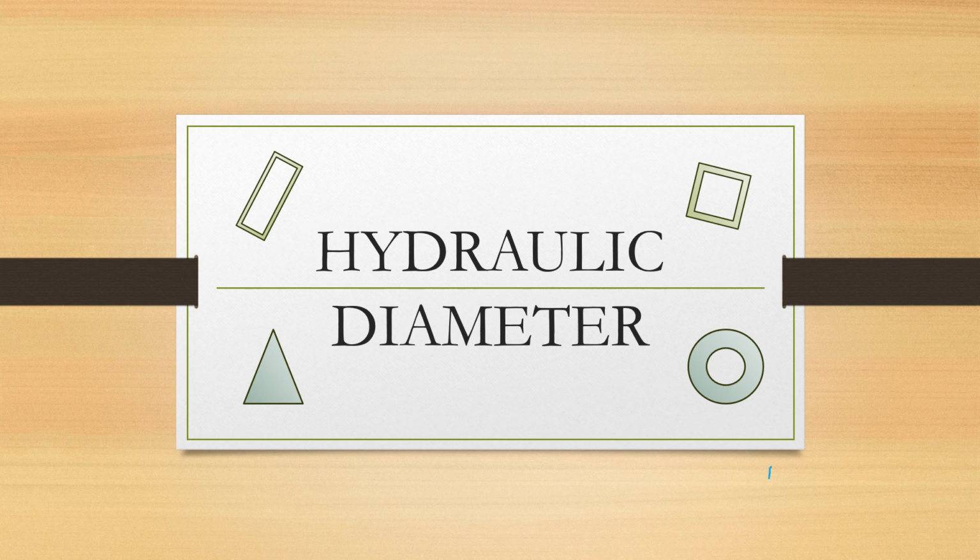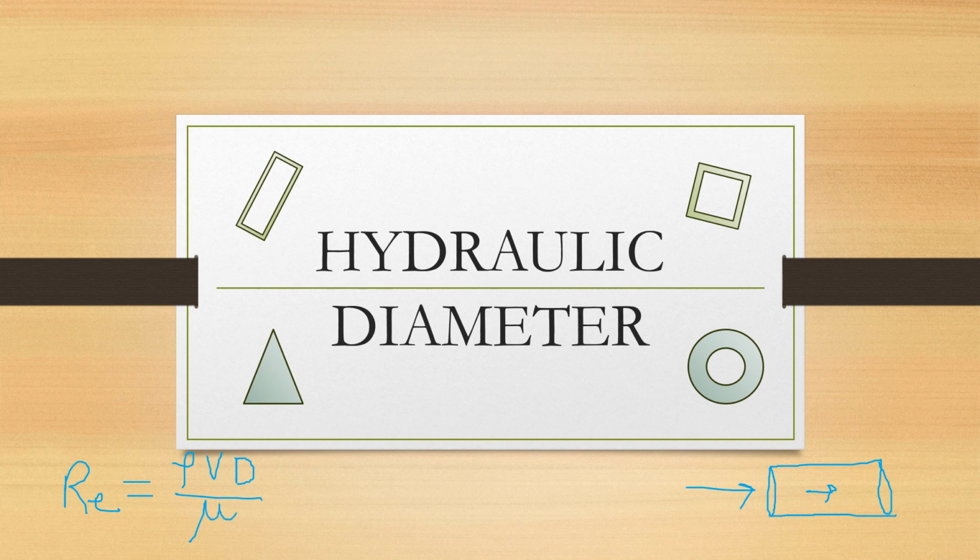So suppose this is a circular pipe, and the flow is going from left to right. For this pipe, if we want to write the Reynolds number, we will write it as: the Reynolds number is equal to density of the fluid times velocity of the fluid times diameter of this circular pipe, divided by the dynamic viscosity, mu.